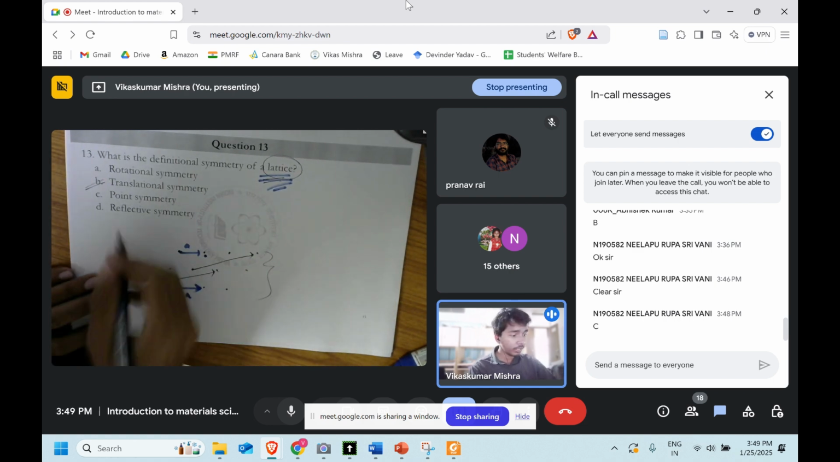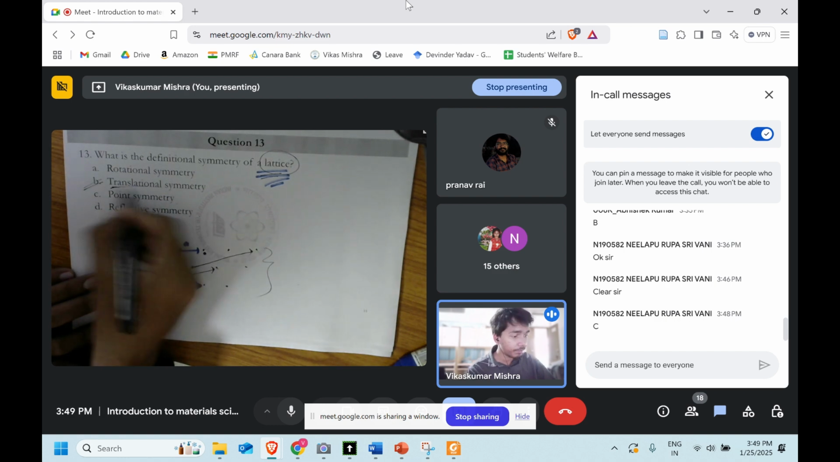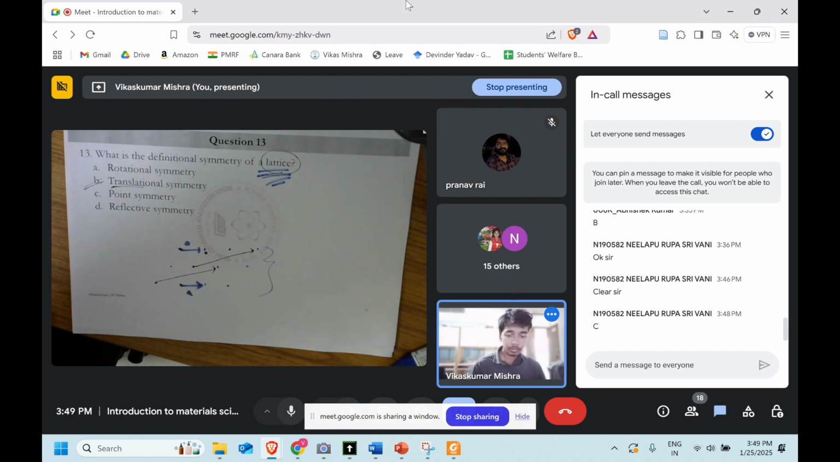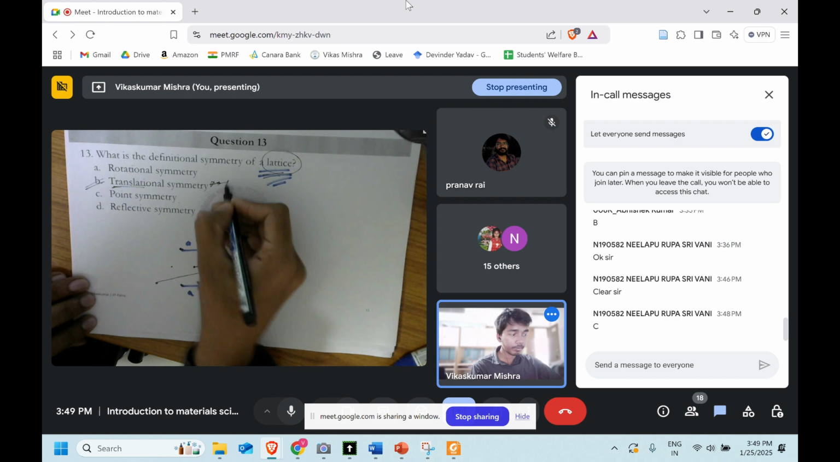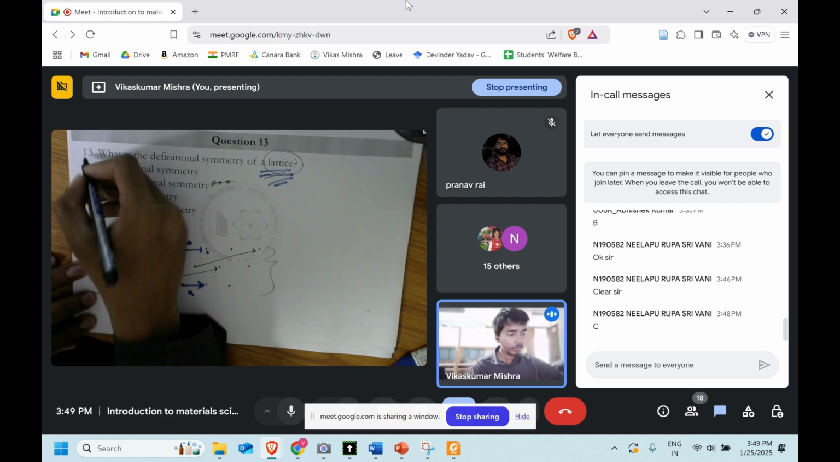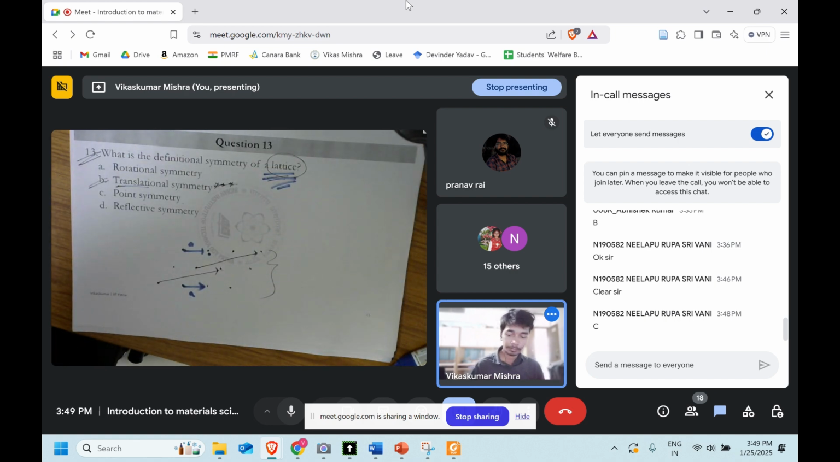It must have the translation symmetry. If there is a translation symmetry, then we can talk about the remaining things. But if translation symmetry itself is not there, there is no point in further discussion of whether it's cubic, tetragonal, and so on. The first thing a lattice should satisfy is the translation symmetry. So that's how we have solved question number 30. Please let me know if there is any doubt.